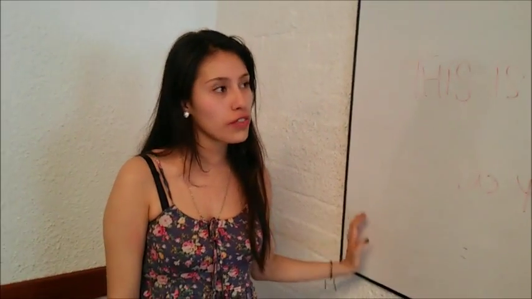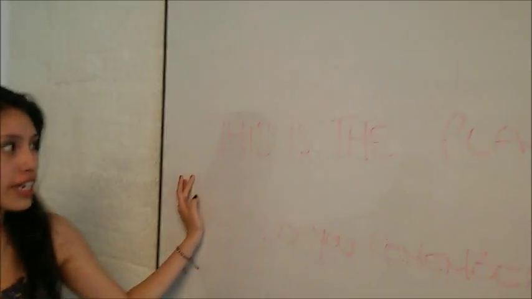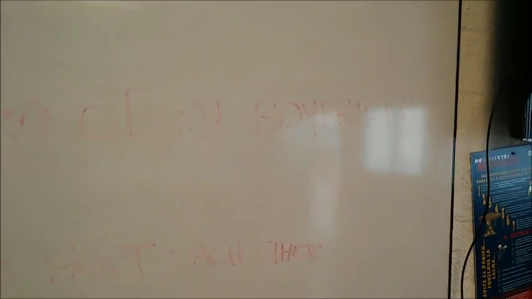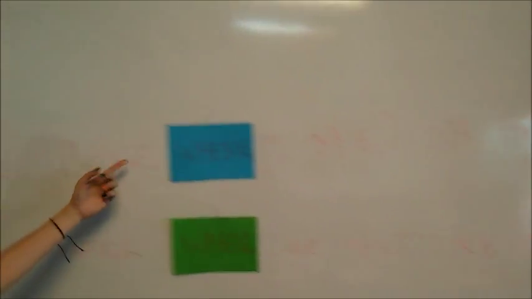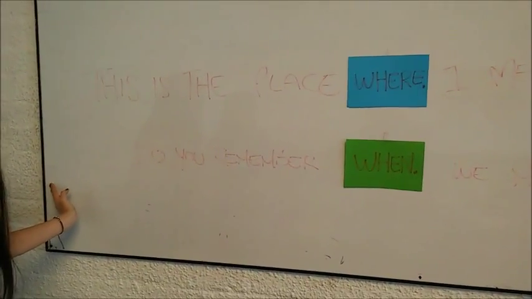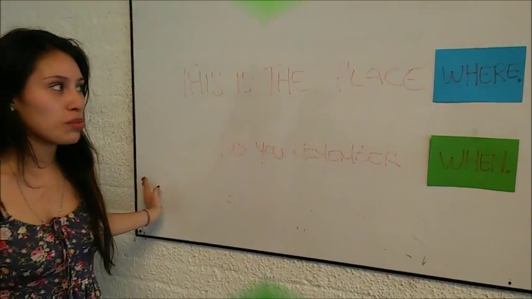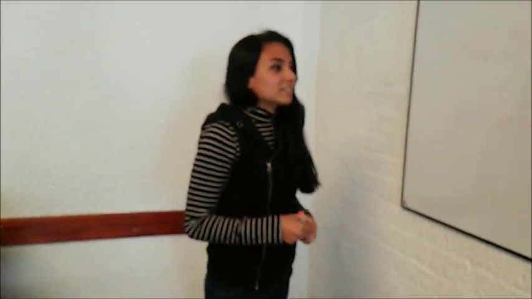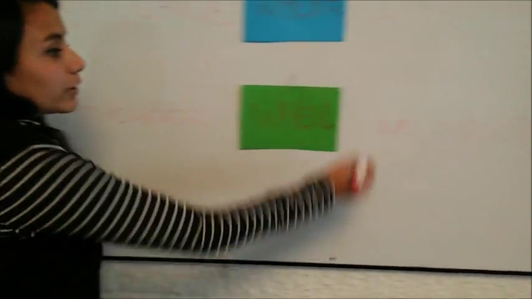Okay, the next relative clause is where. And the example is, this is the place where I met my boyfriend. And this relative clause we use when we want to emphasize a specific place. Okay, so the last example we have is the relative clause when, and this is the example: do you remember when we met each other? So here, the relative clause when is focused on a specific time.